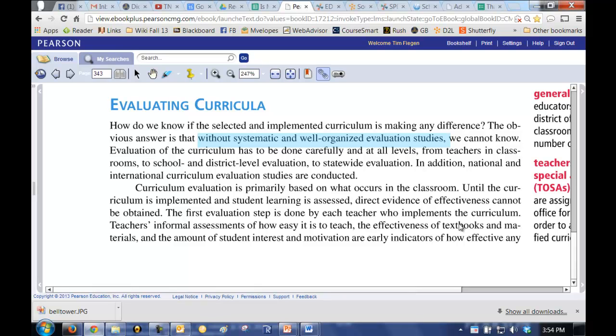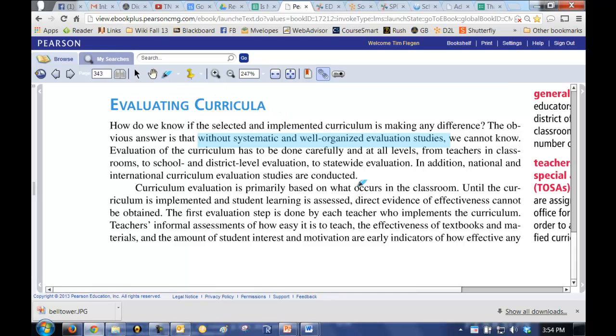Unless there's some kind of organization, some kind of evaluation of it. So it has to be done carefully at all levels, like from teachers in the classrooms to school, district level, statewide. In addition, even internationally, you want to look at it to be able to compare these studies, or compare students. So curriculum evaluation primarily occurs in the classroom, and you know that.